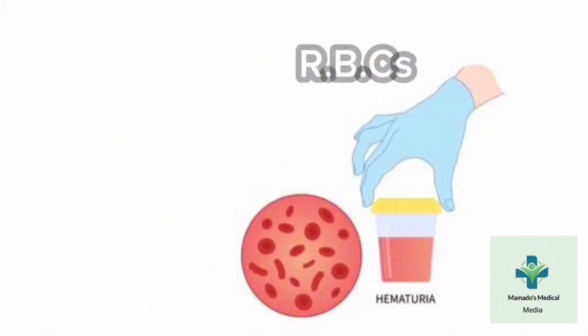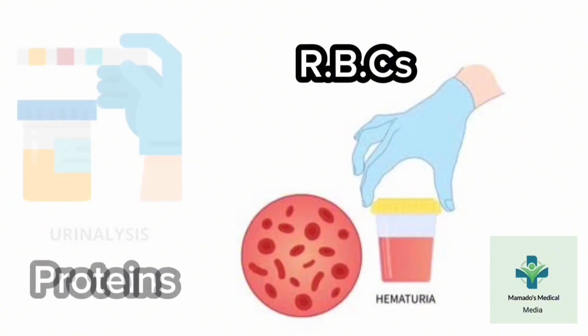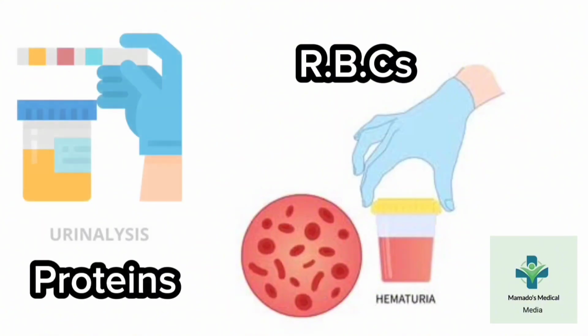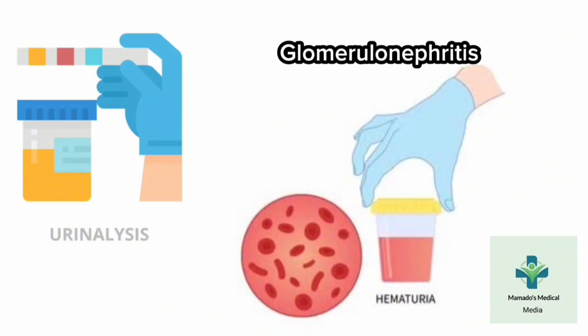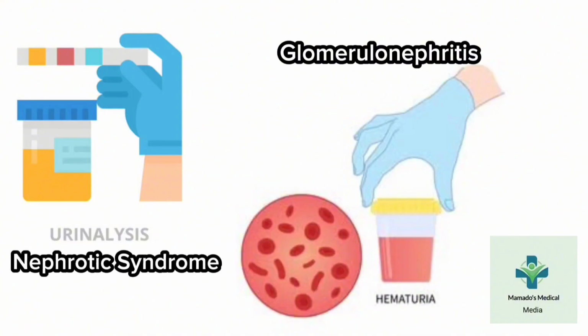So why is this important clinically? If we find red blood cells or proteins in a patient's urine, that's a red flag. It likely means there is damage to the filtration membrane. For instance, in glomerulonephritis, you will see red blood cells in urine. In nephrotic syndrome, you will find significant protein loss. We call it proteinuria. And that's a wrap on the glomerular filtration membrane.